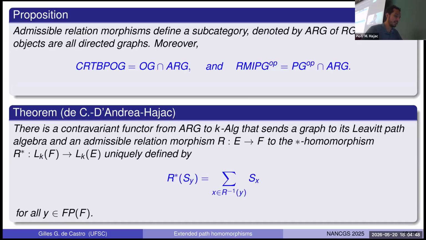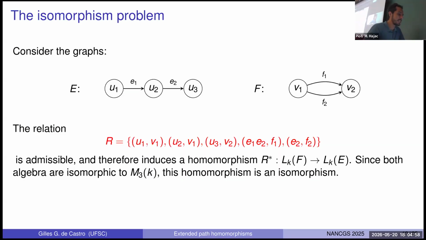Okay, so we have several examples where we can use this construction. But now I want to talk about one example in particular that motivates us to go beyond these relational morphisms. The idea is that if you take these two graphs, both of them give us 3x3 matrices over the field K. And there is a very natural relation that we can define between these two graphs.